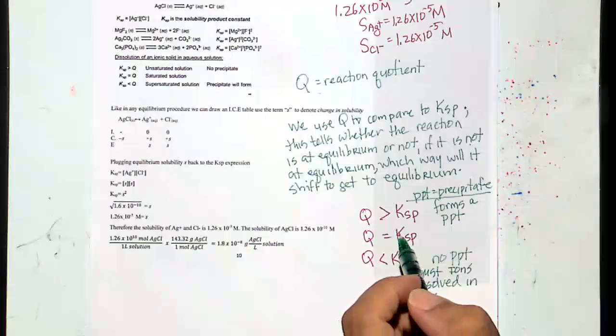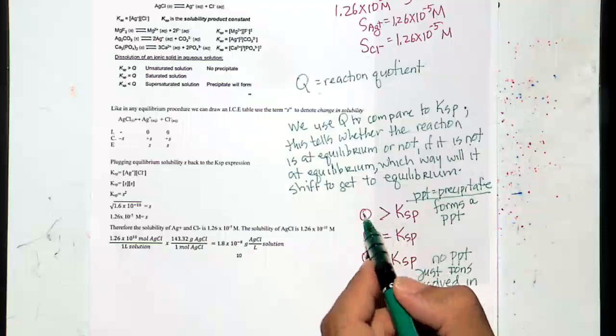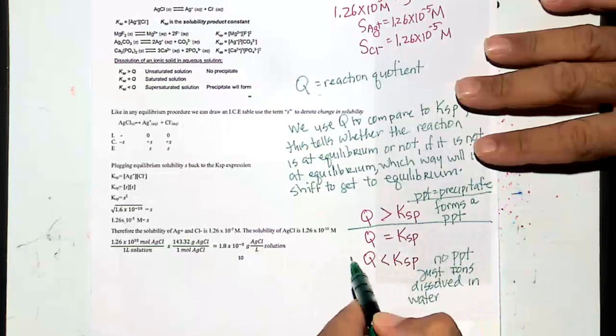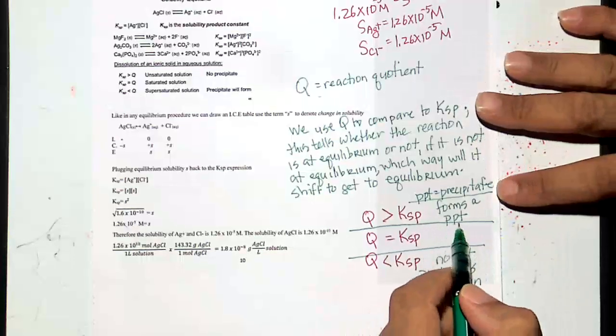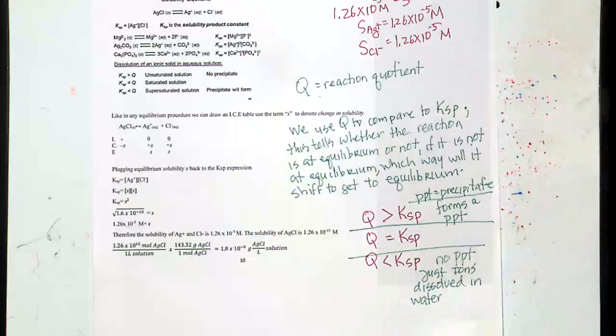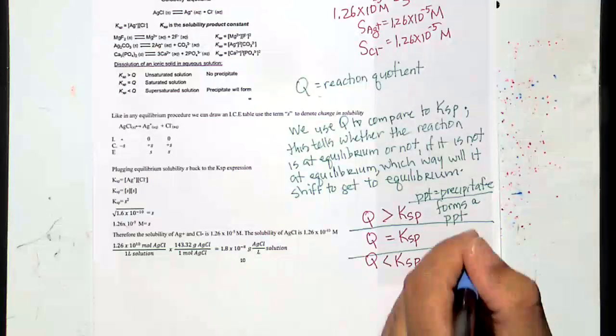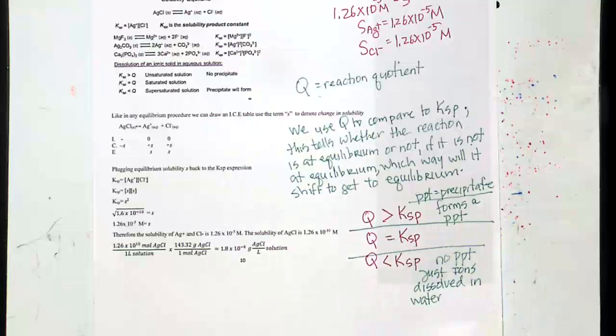And then Q is equal to KSP. This is what we will call a saturated solution. It's not really forming a precipitate, but whatever the solid is in there, it's on the cusp of giving you a precipitate. So just enough solute in the solvent, and anything more, and you'll get a precipitate. So this is called a saturated solution.